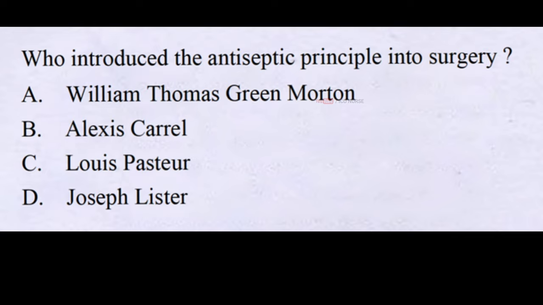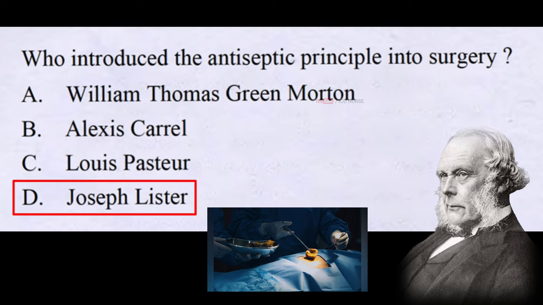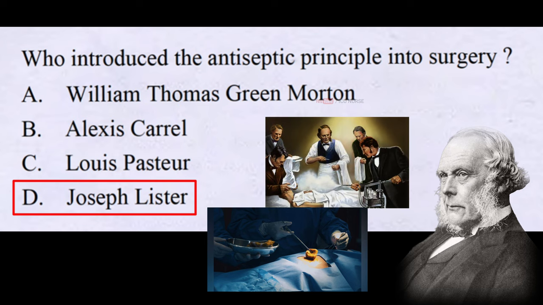Who introduced the antiseptic principle into surgery? A. William Thomas Green Morton. B. Alexis Carrel. C. Louis Pasteur. D. Joseph Lister. And the correct answer is D. Joseph Lister. Antisepsis is the method of using chemicals called antiseptics to destroy the germs that cause infections. This method was developed by British surgeon Joseph Lister. Joseph Lister found a way to prevent infection in wounds during and after surgery.